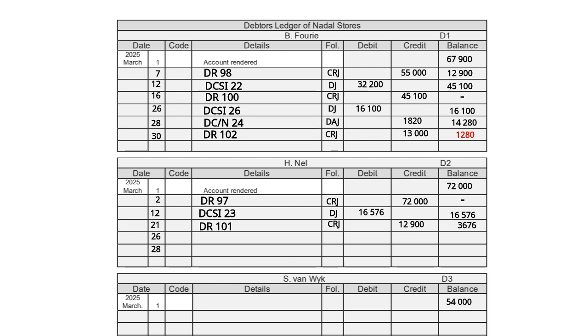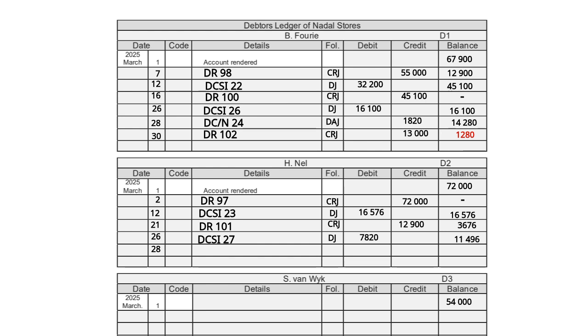3676. Then on the 26th it says further credit sales of trading stock, and we've already recorded, we're busy with Nell, 7820. So 7820 will be in the debit column. It's a credit sales, so my journal is DJ. It's a credit sales invoice number 27. And now my balance is higher again, 11,495. Remember, everything in the debit column you add, and everything in the credit column of a DJ ledger you subtract.